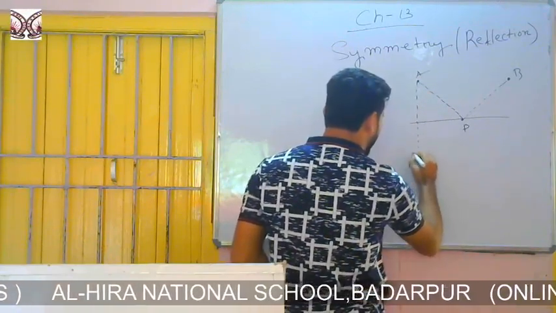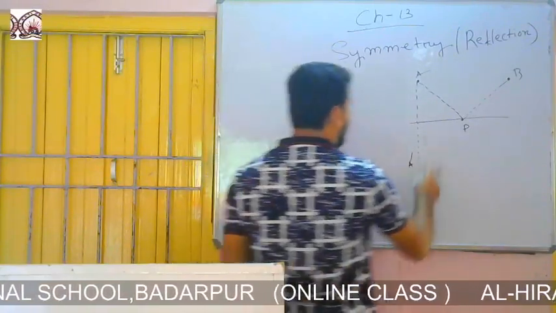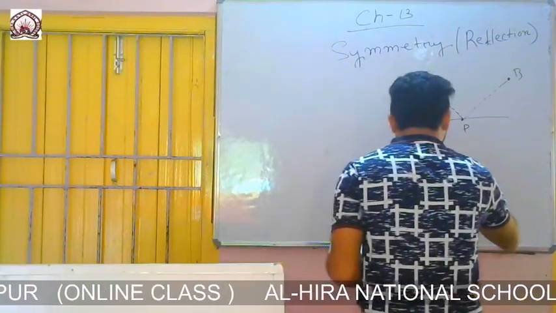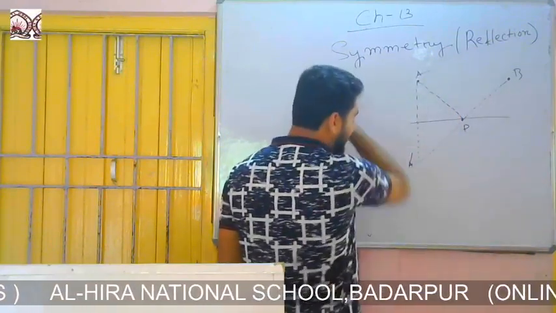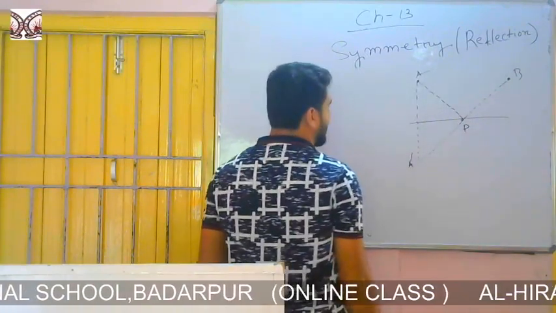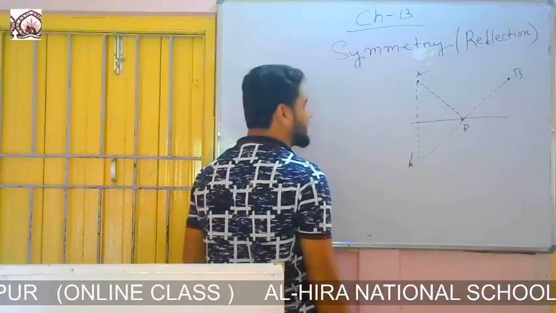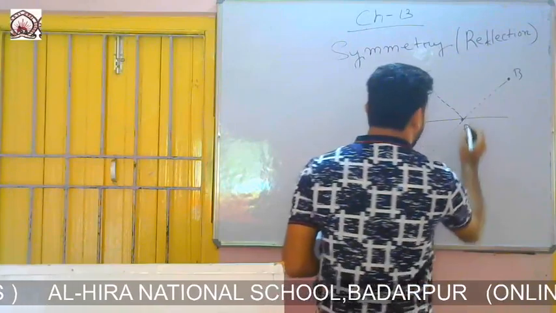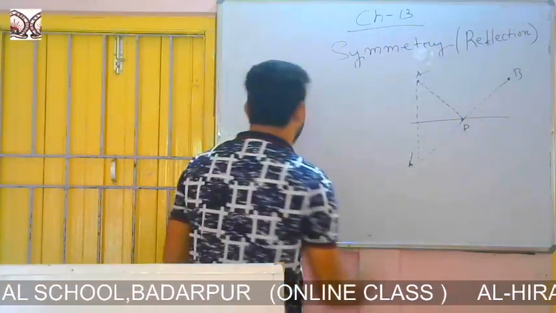then A dash will be the reflected image of A, and from there if I join B, then at the point P this A dash B will intersect, that means meet. So from the symmetry also we can understand that P is the ideal point. Okay, so write the answer.